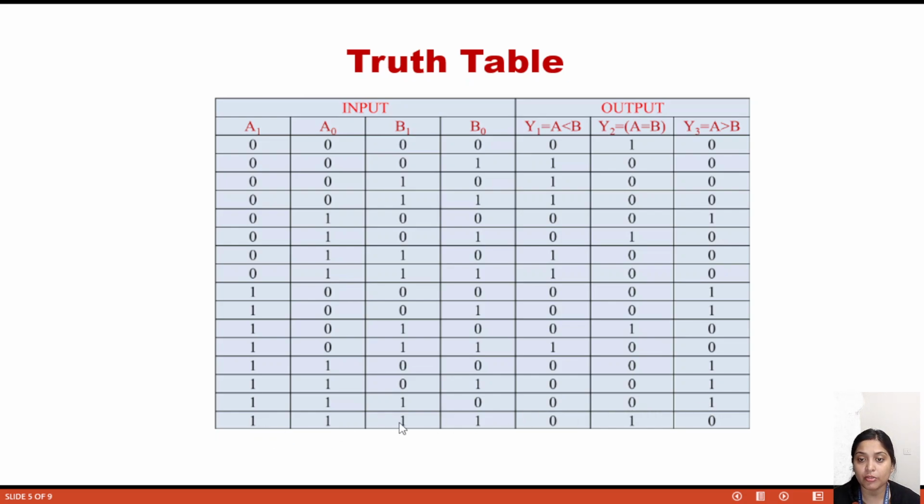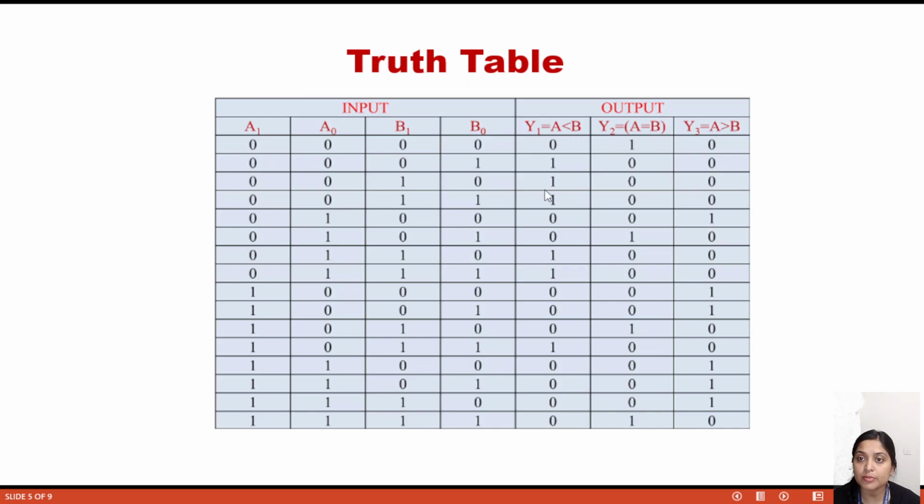Then 1 1 1 1. That means all MSBs and LSBs are equal. So here A equals B. Now we have to find out the simplified value of A less than B, A equals B and A greater than B.